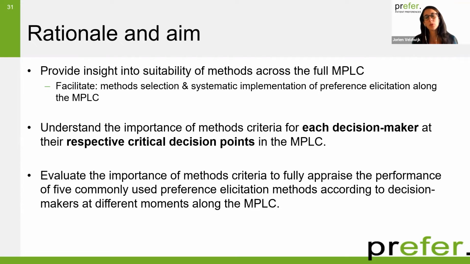And we want to understand the importance of methods criteria as presented to you by Eline and after that by Brad, according to the decision makers during the medical product life cycle for the decisions that they actually have to make. So we want to evaluate the importance of methods criteria to fully appraise the performance of 5 commonly used preference elicitation methods according to decision makers. And those 5 elicitation methods are then the discrete choice experiment, swing weighting, thresholding technique, best worst scaling case 1 and 2.